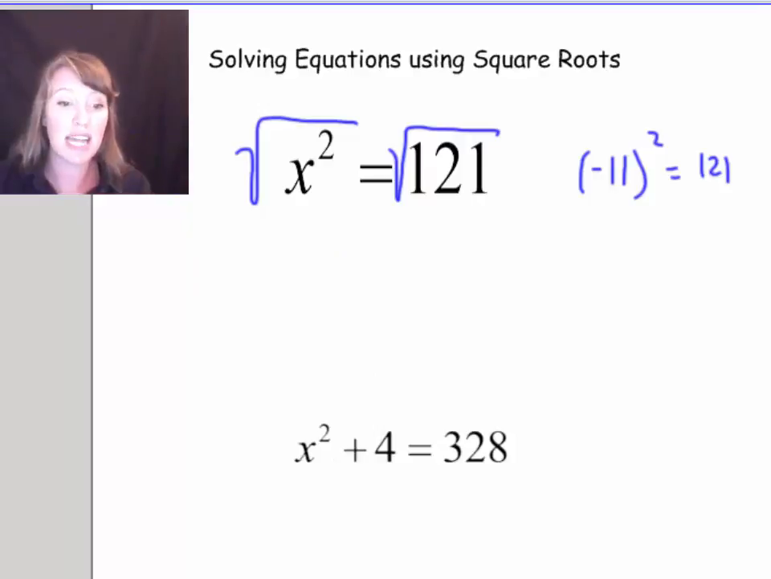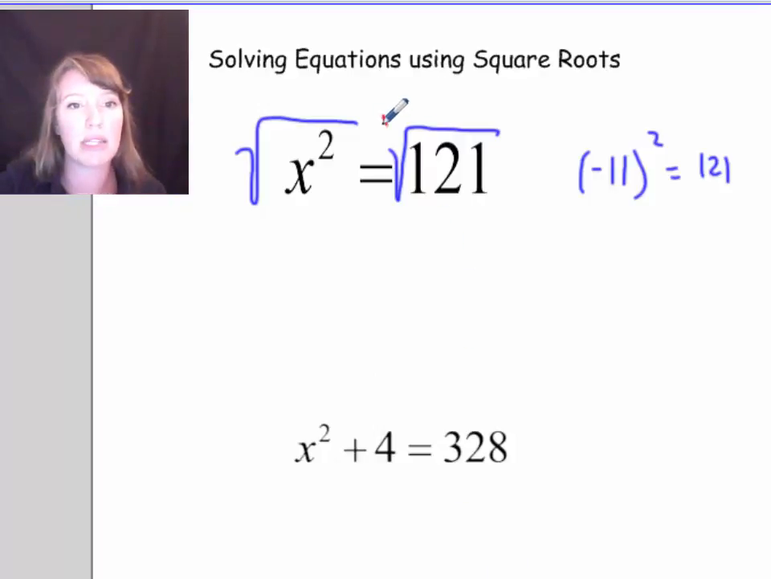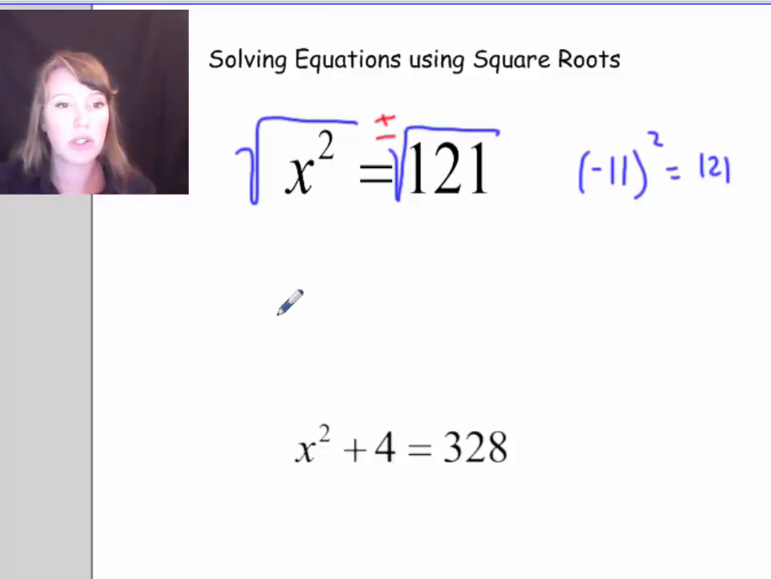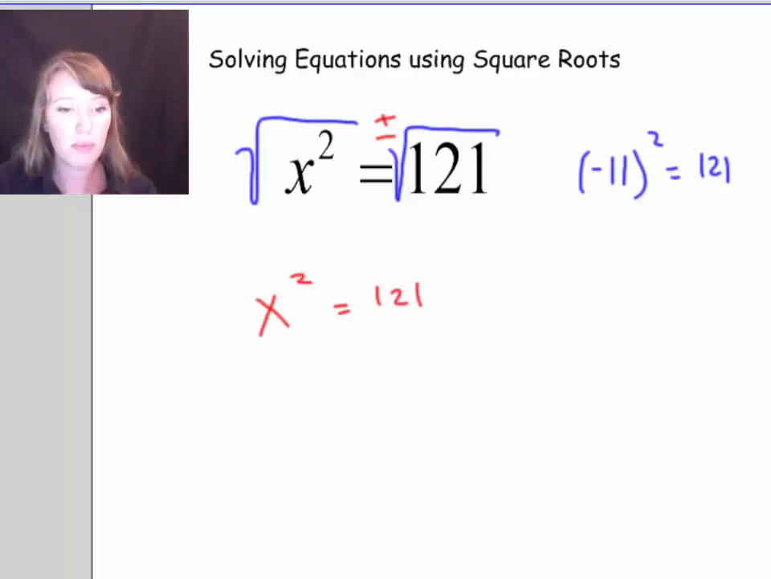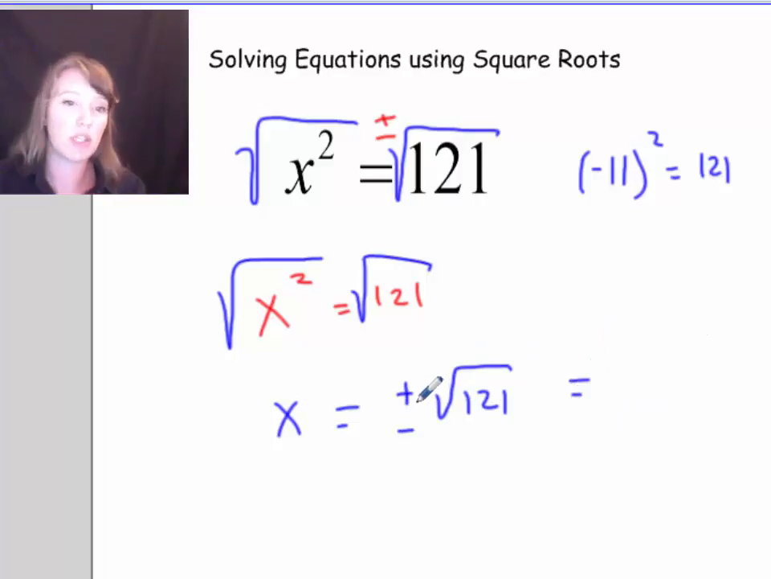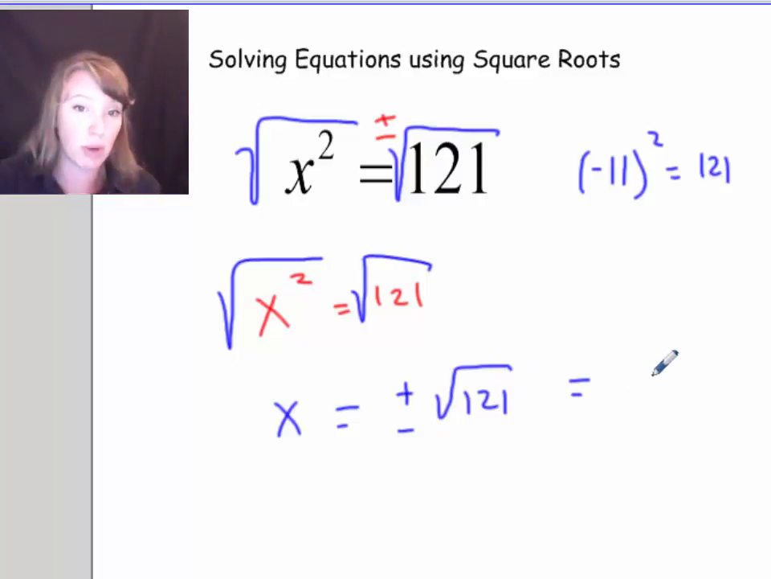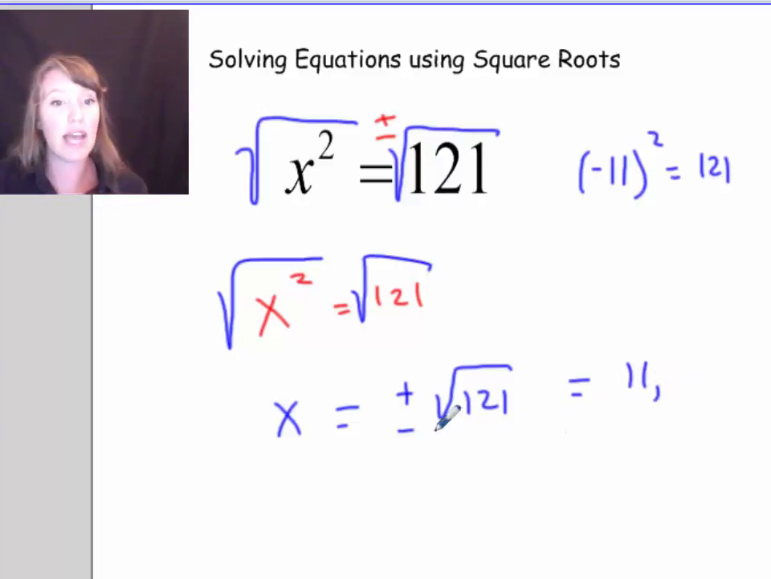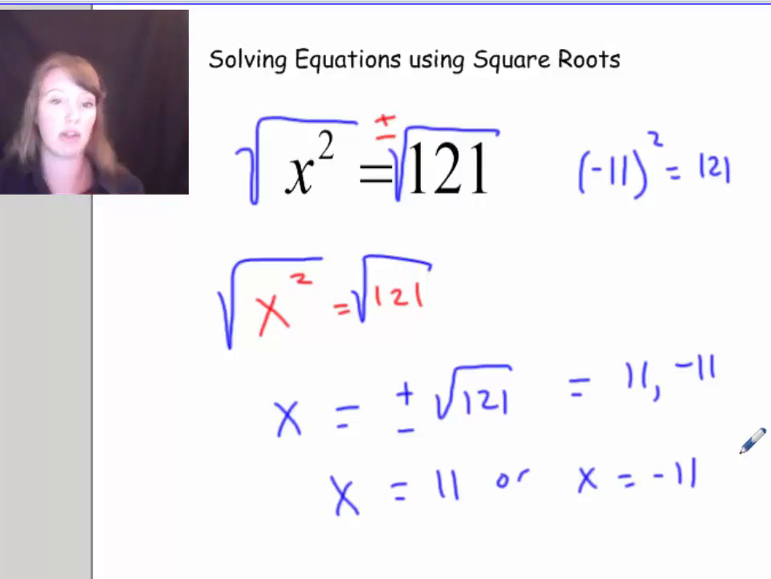So what you're going to do instead is use this little symbol called a plus minus symbol. So this x squared is equal to 121 can be solved by saying, well, x is going to be equal to plus or minus the principal square root of 121, which means it's going to be the positive principal square root and the negative principal square root. Well, the positive principal square root is just 11, and the negative principal square root is just negative 11. So x could be either 11 or x could be equal to negative 11.